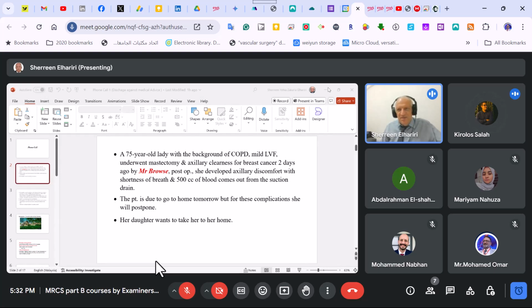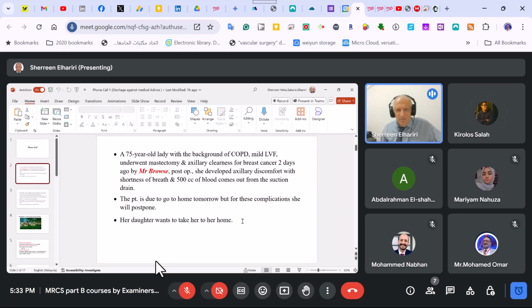So I show you the script first. You can see a 75-year-old lady with a background of chronic obstructive airway disease and mild left ventricular failure, who underwent mastectomy and axillary clearance for breast cancer 2 days ago by Mr. Brown, who is a consultant. Post-operatively, she developed axillary discomfort, shortness of breath, and half a liter of blood came from the suction drain. The patient was due to go home, but because of the complication and this big amount of blood or seroma, we postpone. Her daughter wants to take her home.